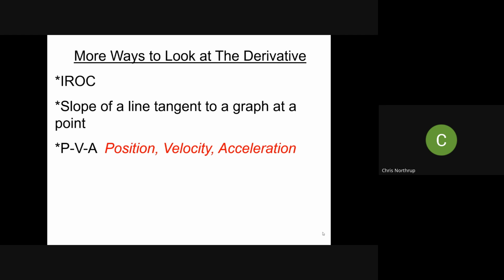So if I have a position function, I can take its derivative. That would tell me the velocity. If I take the derivative of the velocity, that would tell me the acceleration. We're going to hit that a lot harder later on, but I'm just putting that out there.